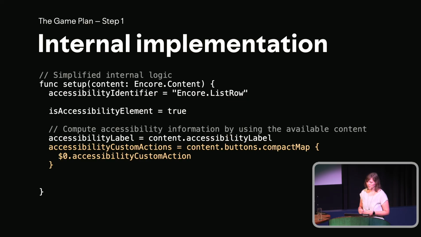The next one is the accessibility custom actions. If there are any buttons inside the content, we just map them to a custom action. The API is called UIAccessibilityCustomAction.